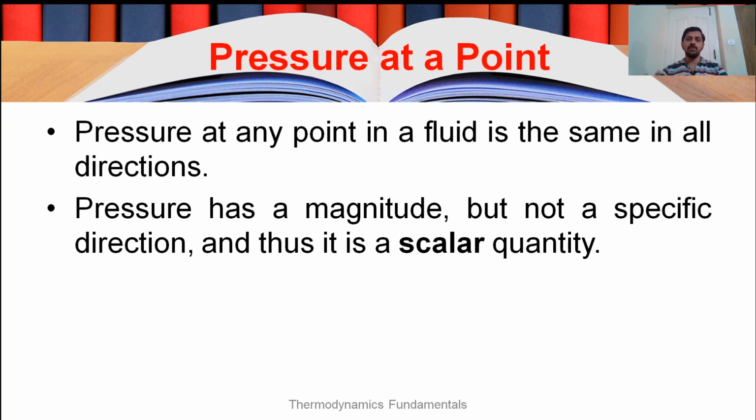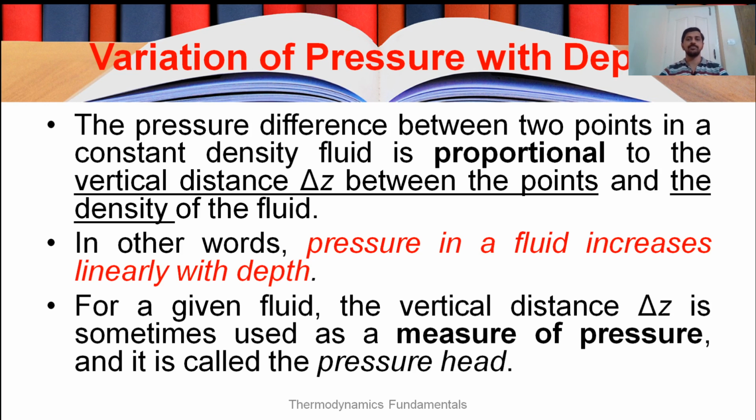Now, pressure at any point in a fluid is the same in all directions. That is a very important property of pressure. Pressure at any point in a fluid, whether it is gas or liquid, is the same in all the directions. That means pressure is a scalar quantity. Now when you go down in a fluid, the pressure increases linearly, and that pressure difference is directly proportional to the depth or height of the fluid column, as well as proportional to the density of the fluid.